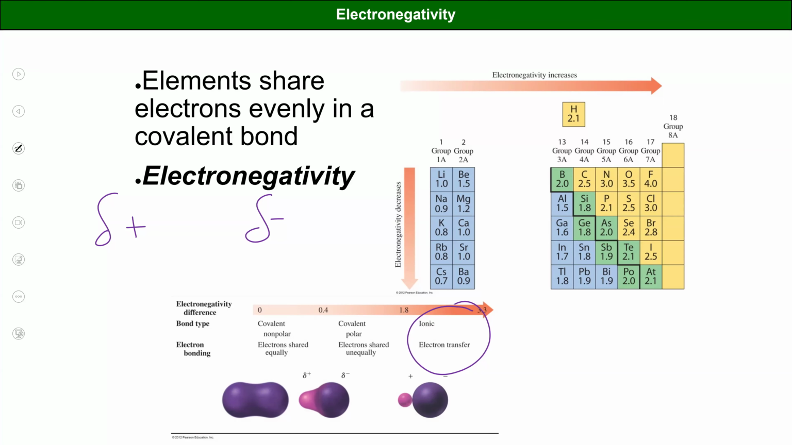So if you put a metal with a nonmetal, there's such a big difference in electronegativity, it doesn't share electrons at all. You actually just get electrons changing hands. Your nonmetal gets to keep the electrons.